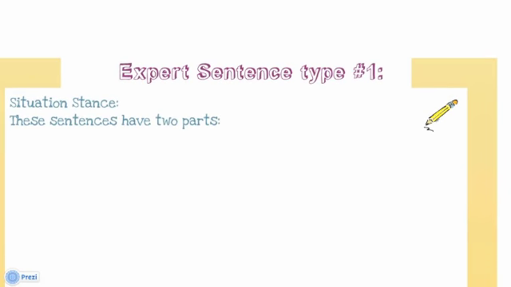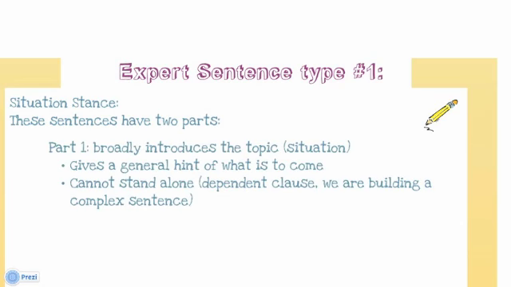All right, so we've got two different types of expert sentences that we're going to talk about. This is the first one. It's called situation stance. So these sentences have two parts. Part one broadly introduces the topic, very similar to the very first sentence that we practiced tonight. It gives a general hint of what's coming.